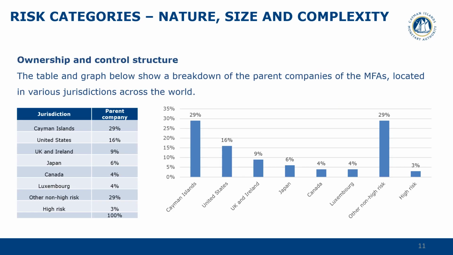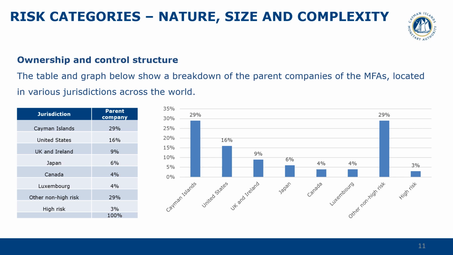Now this graph shows a breakdown of the parent companies of those MFAs, which, as you can see, are located in various jurisdictions across the world. The majority is in the Cayman Islands, 29% have a parent company in the Cayman Islands. And then significantly lower, almost half of that, parent companies are located in the United States. Decreasing again almost by half, the next parent companies are located either in the UK and Ireland.